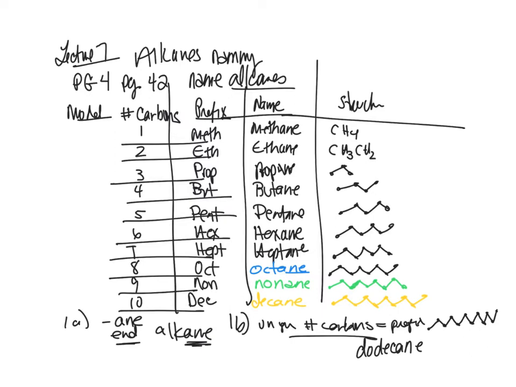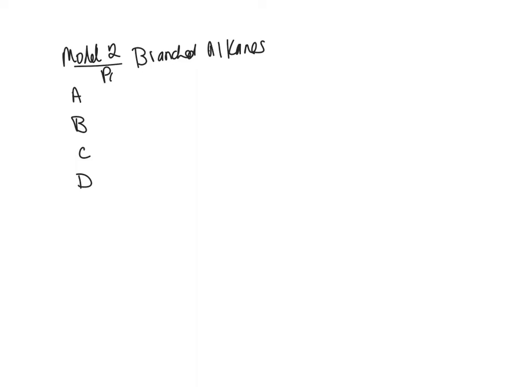Okay, now we're going to talk about branched. So we're going on to Model 2. Okay, Model 2. And we're looking at branched alkanes. And you can go ahead and try to read the questions and fill these in. You don't have to wait for me.